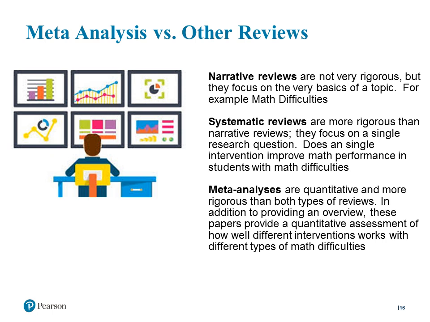There are three main ways researchers review empirical literature. The most common is a narrative review. It's not very rigorous, and researchers focus on a very basic topic. For example, they may focus generally on math difficulties. Systematic reviews are more rigorous than narrative reviews. They focus on a single research question. For example, does a single intervention improve math performance in students with math difficulties?